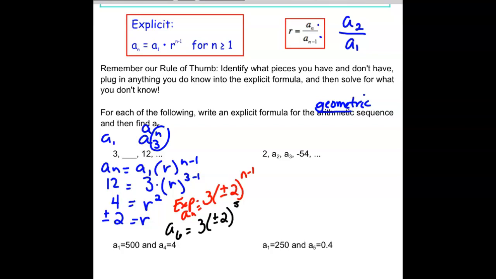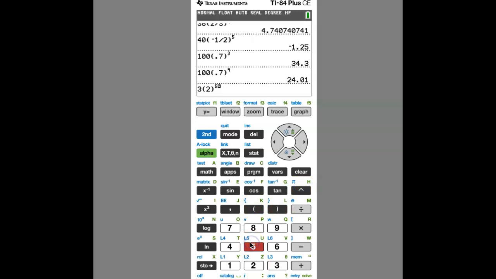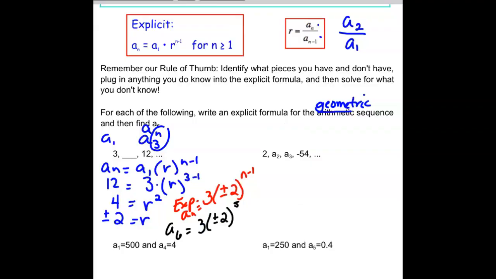All right, so let's look at our calculator. We want to take 3 times 2 to the fifth power. All right, we get 96. If we take 3 times negative 2 to the fifth power, we just get negative 96. So our sixth term could be positive or negative 96, depending on how we've defined r.